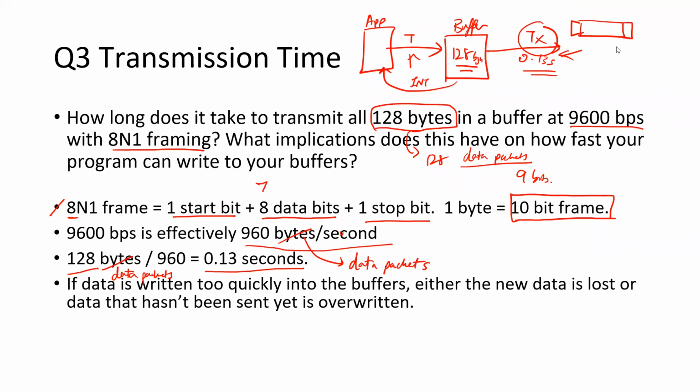You understand? So the 128 bytes is the actual data, but when we transmit out, we're adding the start and stop to each byte. I see.